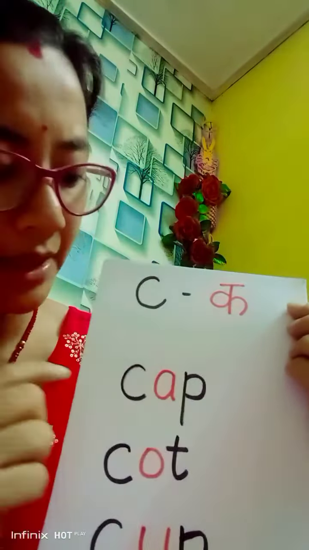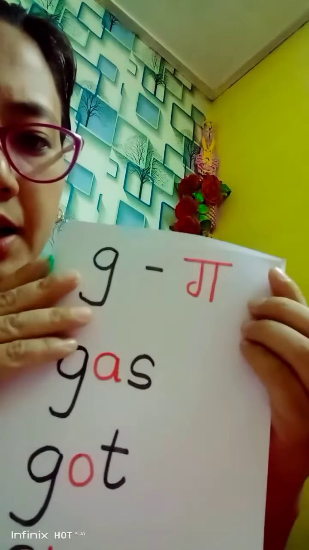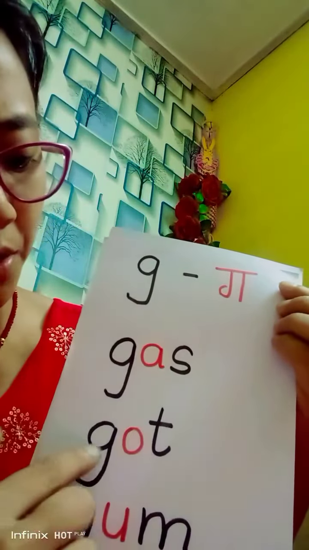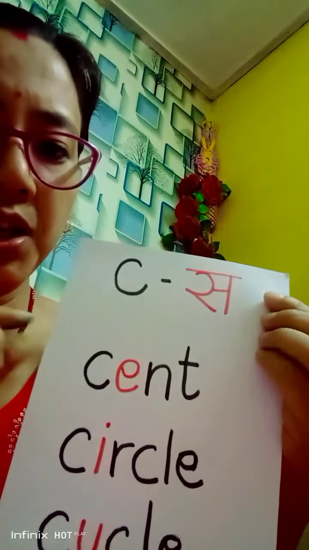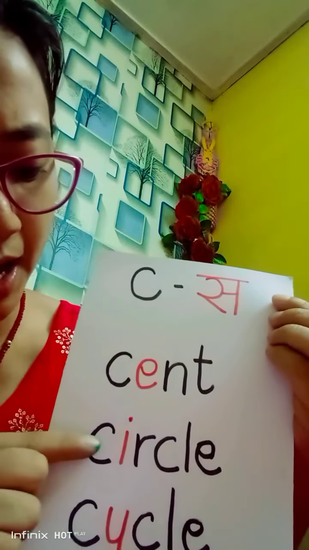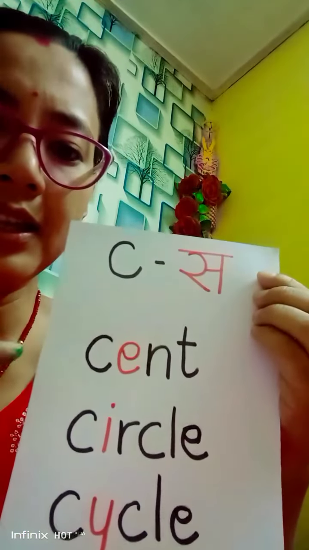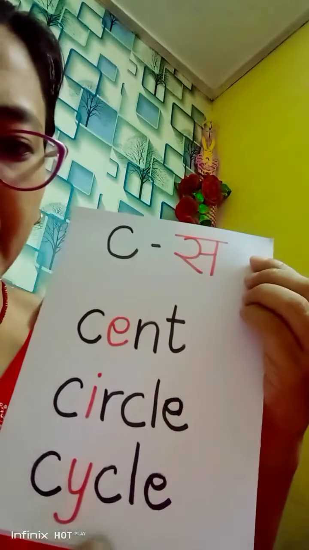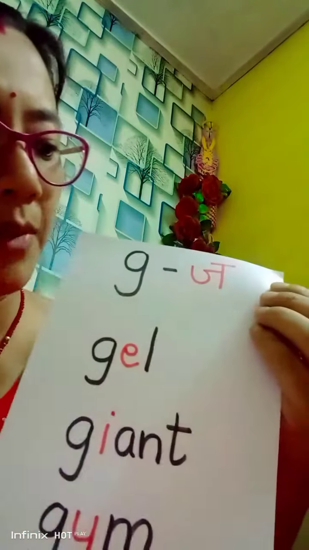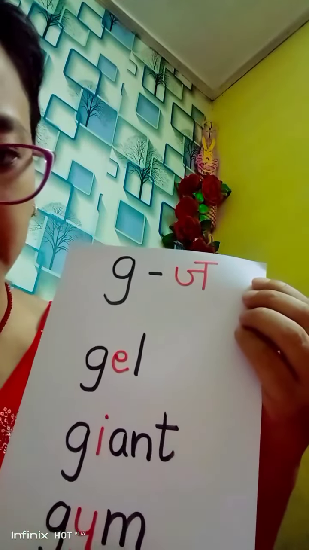C as K, like cap, cot, cup, and G as hard sound G, gas, got, gum. When C and G are followed by E, I, Y, then it makes soft sound, and that is S. Scent, circle, cycle. And G makes soft sound J: gel, giant, gym.